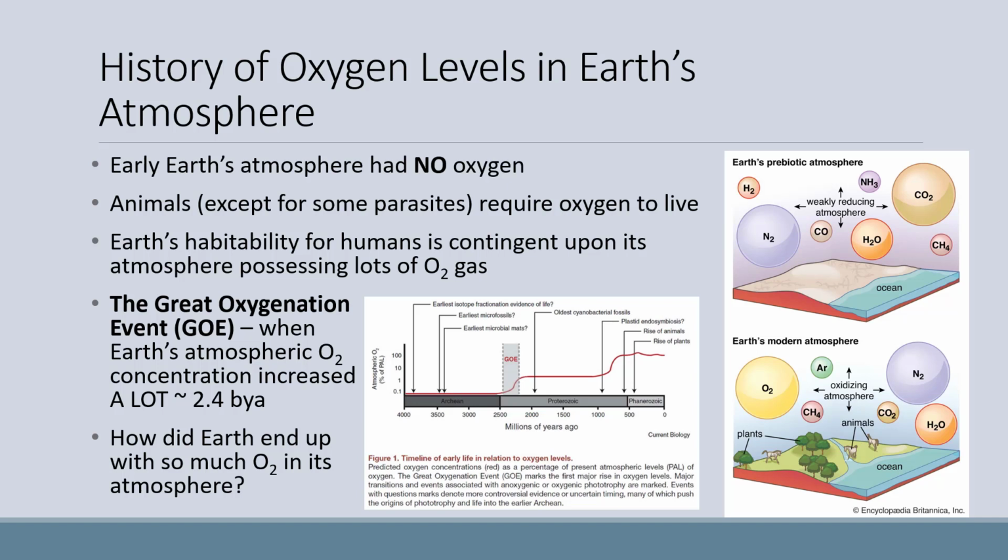Recall that early Earth's atmosphere had no oxygen, but all animals, except for some parasites, require oxygen to live, so they couldn't evolve until Earth's atmosphere became oxygenated. To put that another way, Earth's habitability for humans and animals in general is contingent upon its atmosphere possessing lots of O2 gas. Well, the lack of oxygen in the atmosphere all changed with an event that is aptly named the Great Oxygenation Event that occurred about 2.4 billion years ago.